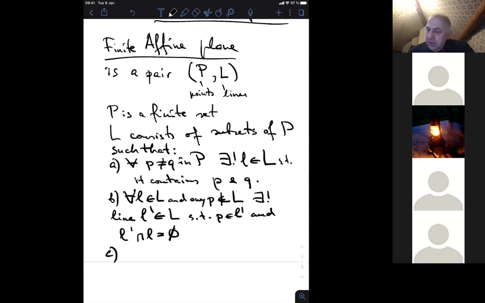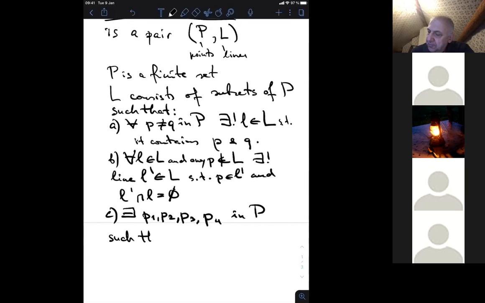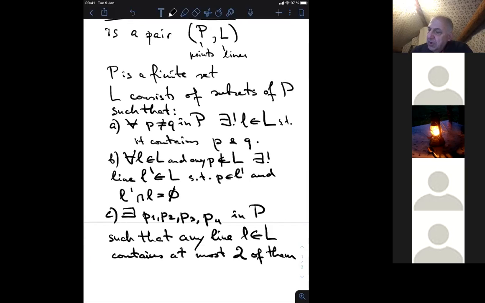And the last axiom is called the non-degeneracy condition. So there exist 4 points, P1, P2, P3, P4 in P, such that any line in L contains at most 2 of them. So these are the axioms of the finite plane.